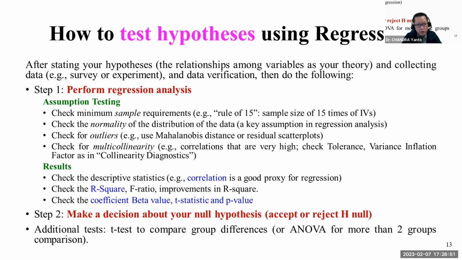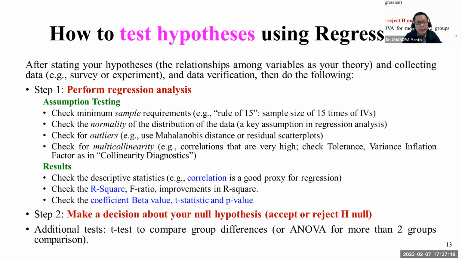And then outliers, you need to check if you have some outliers. Outliers are very important. One way to do this is to use Mahalanobis distance or residual scatter plots. I like the scatter plot because it gives you a visual description of whether you have serious outliers or not. Actually, the box plot is another tool that you can use to look at outliers. And this is from the lecture on descriptive statistics last week, right? Have a look at that video.